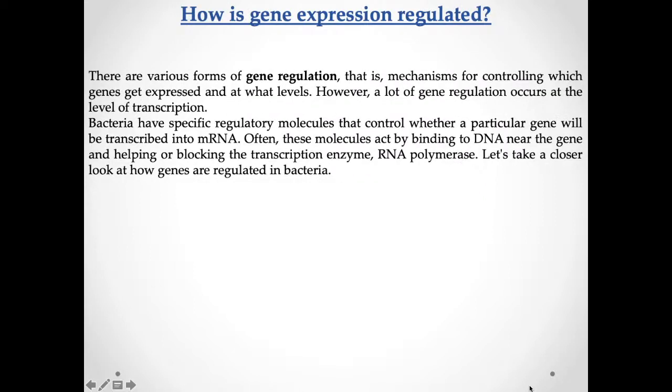So how is gene expression regulated? There are various forms of gene regulation, that is, mechanisms for controlling which genes get expressed and at what levels. However, a lot of gene regulation occurs at the level of transcription, and bacteria have specific regulatory molecules that control whether a particular gene will be transcribed into messenger RNA.